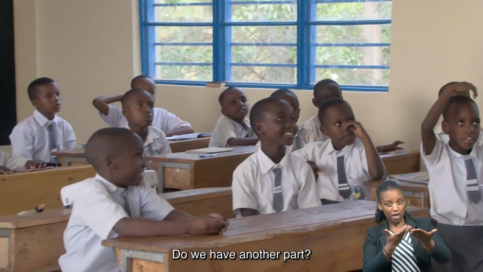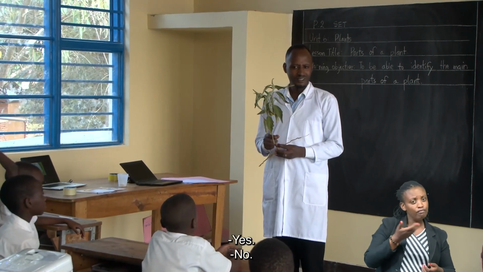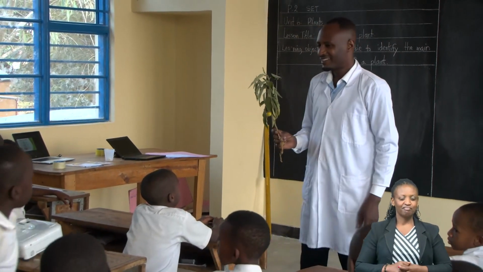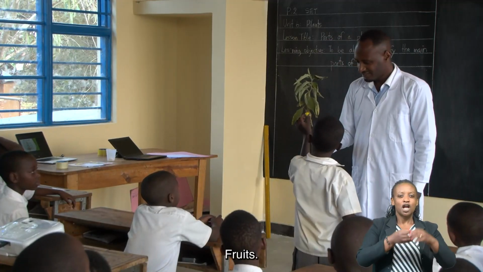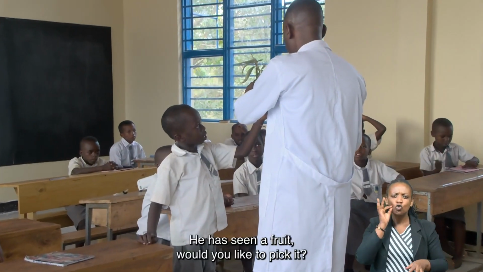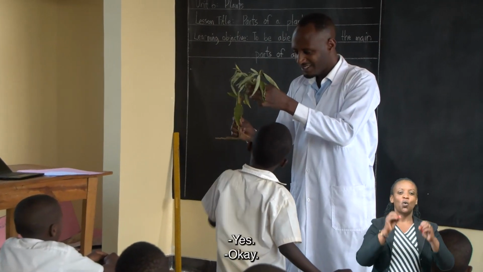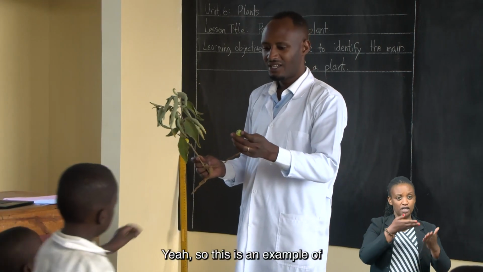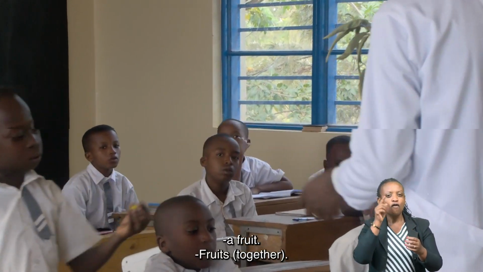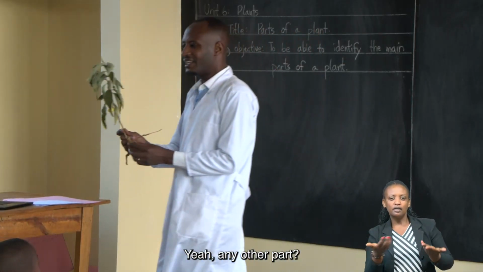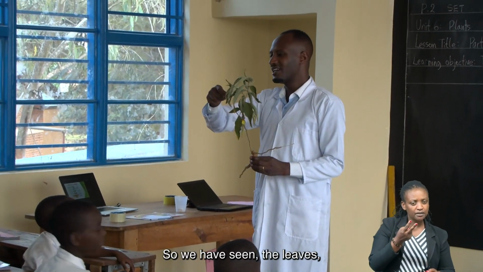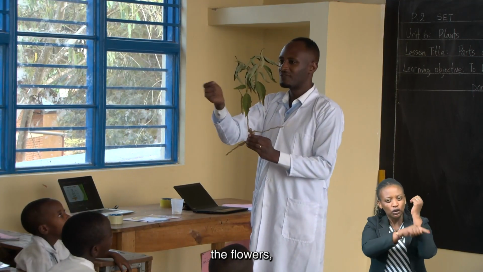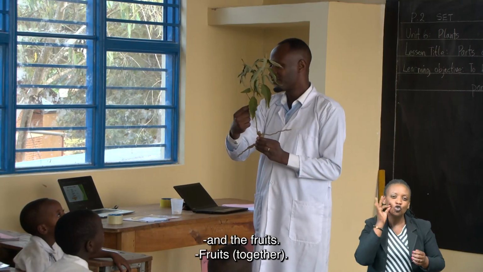Do we have another part? Yes. Let's find out. Someone, come. Oh, these are fruits. He has seen a fruit. Would you like to pick it? Yes. Okay. You can have this. So this is an example of a fruit. Any other part? So we have seen the leaves, the stem, the roots, the flowers, and the fruit.